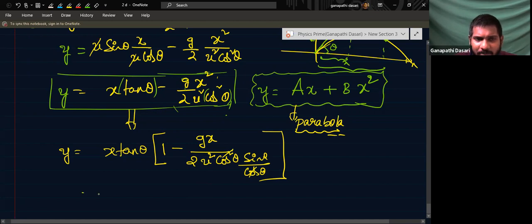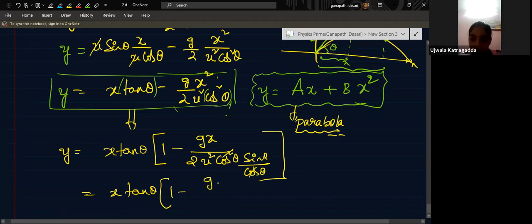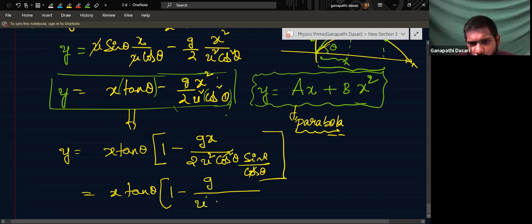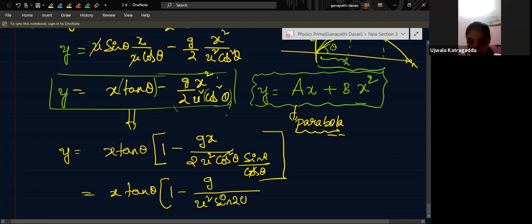Then you see there's something relevant you might be finding out. 1 minus g x by u square sin 2 theta. If we bring that g down, it will be this one.